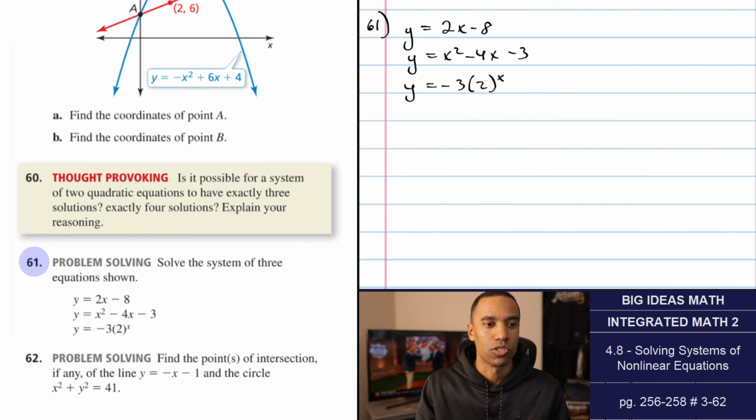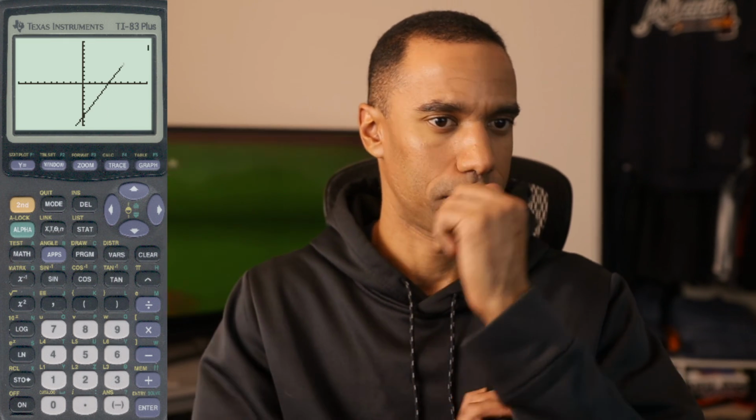That's for sure. So let me go to the graphing calculator, and we should have plenty of space on the computer now, enough for 3+ hours of work. So 2x minus 8, x squared minus 4x minus 3, and negative 3 times 2 to the x power. Okay, so let's change the window range back to standard and see where we're going from there.